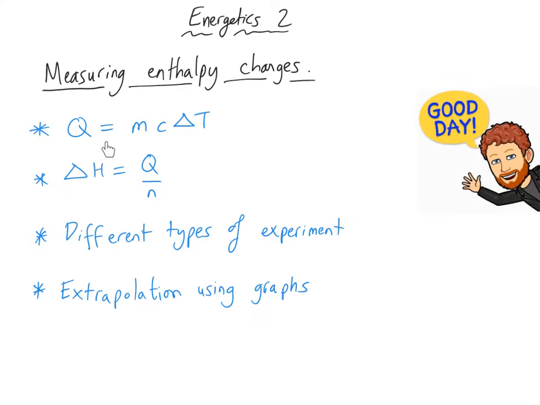Q equals mc delta T to work out the heat energy change, and then we'll look at how you work out the enthalpy change using that heat energy change and the number of moles. Then we'll explore the different types of experiment that there are. We'll focus on 3 types of experiment and we will look at some examples of each of these types.